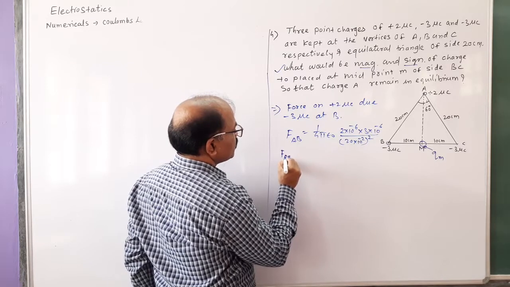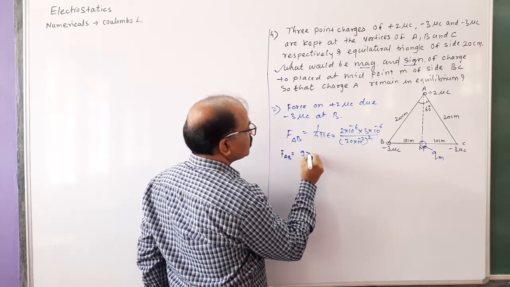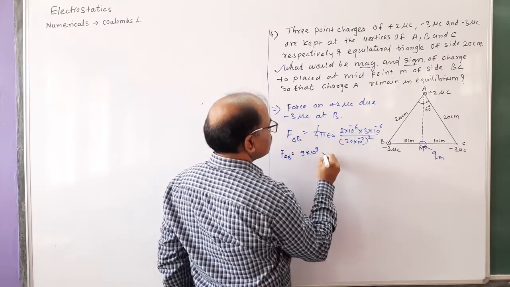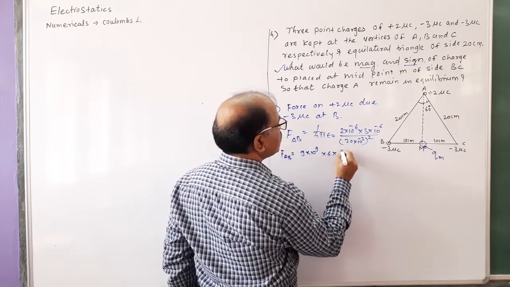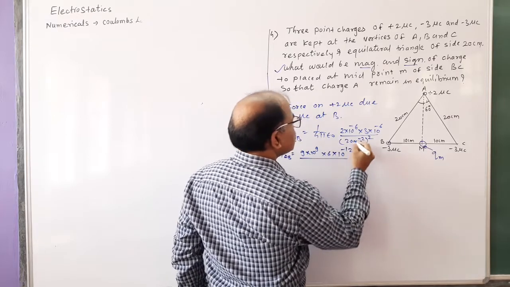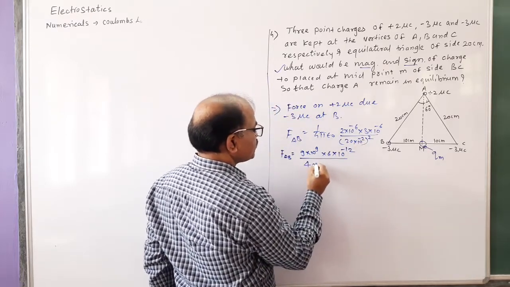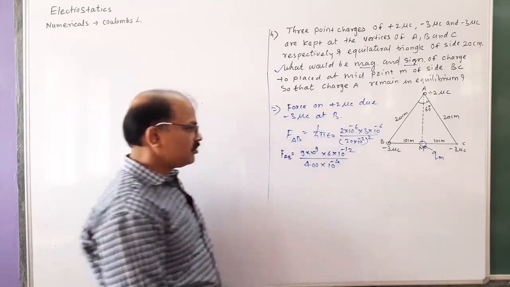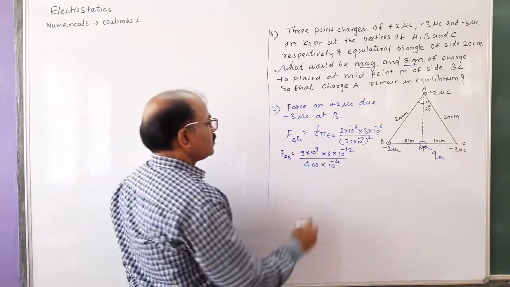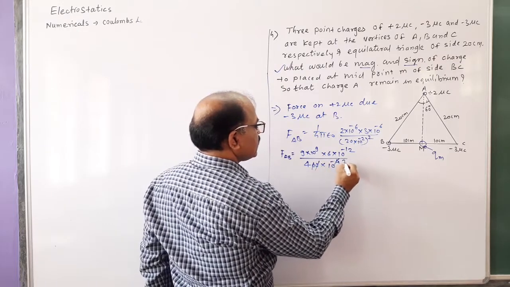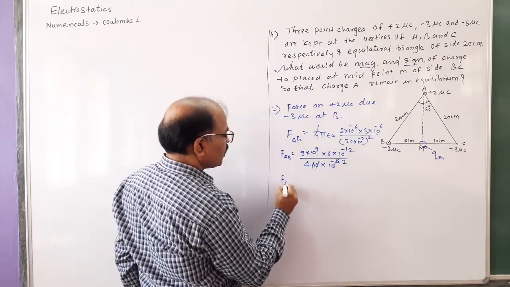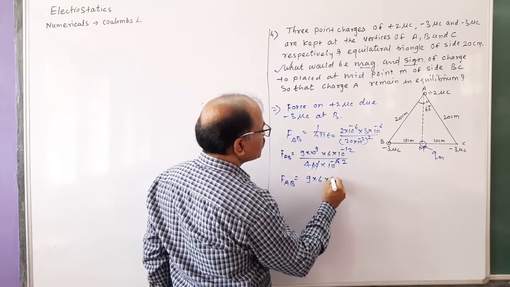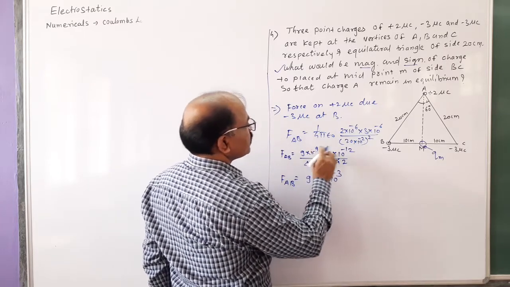F on A, force on A due to B, equals 9 into 10 raised to 9, that's the value of this term. 2 into 3 is 6 into 10 raised to minus 12. The square of 20 is 400 and the square of 10 raised to minus 2 is 10 raised to minus 4. So this 2 goes along with it, minus 2 remains. F AB equals 9 into 6 into 10 raised to minus 3.